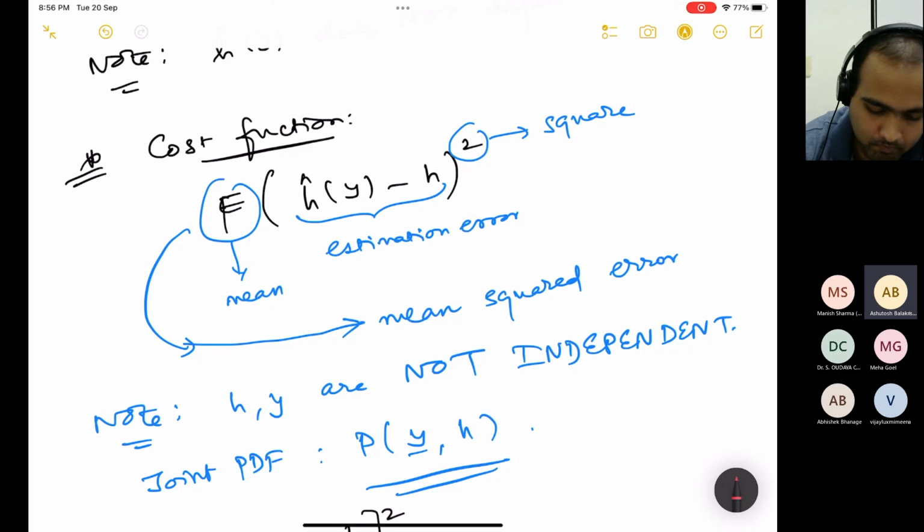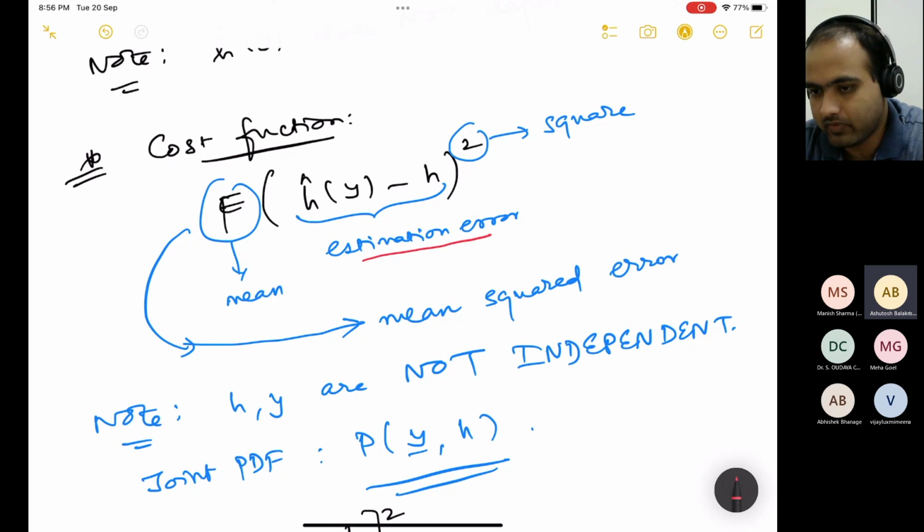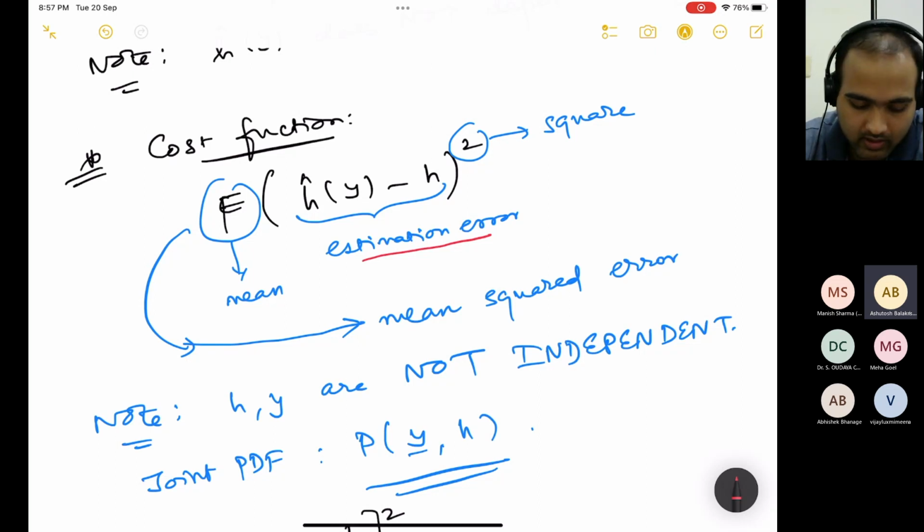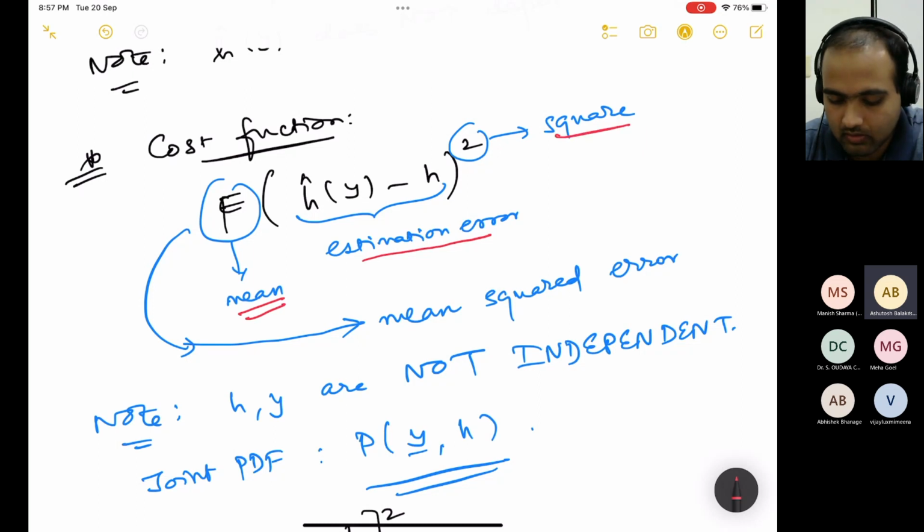So now we have the estimation error, which is h hat of y minus h, right? This h hat minus h is my estimation error, and we are squaring it. Why are we squaring it? That is one question which you can have, and then we are taking its mean, right? So we are going to do three things. First, we want to minimize the error, that is h hat minus h, right? And yeah, any question?